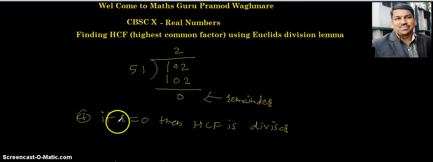Now as here remainder is 0, what is the divisor? Divisor is 51. So what is the SCF? SCF is 51. That means the SCF of 867 and 255 is 51. That is our answer.